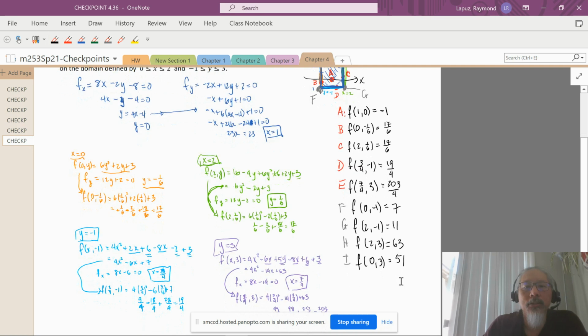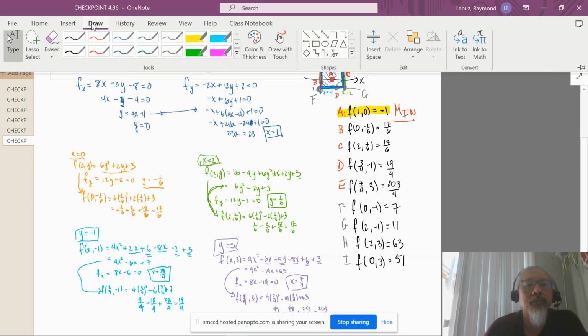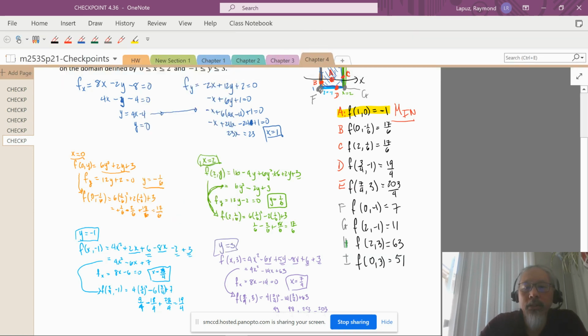Okay, those are the values, and we find the minimum and the maximum. So the minimum looks like it's that critical point that we found, and the maximum looks like it's one of the corners that we found. So let's label that as a max. Okay, so we're pretty much done.